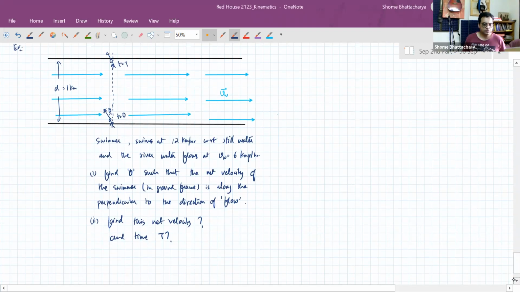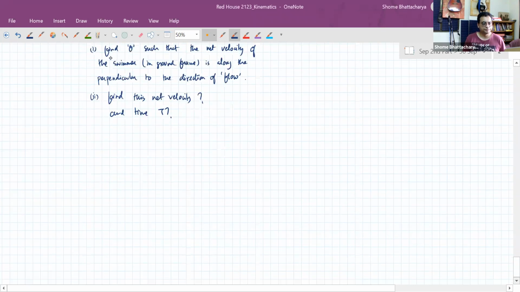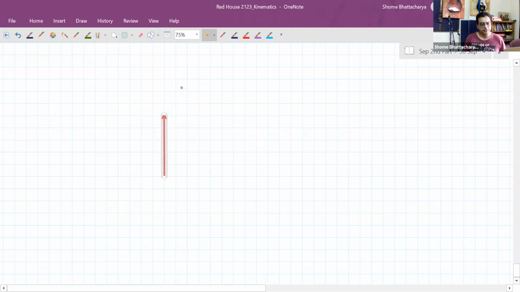So let's understand the vector diagram now. What we want in this situation is that the net velocity should be in the perpendicular direction. Whereas the flow velocity of the river is equal to 6 kilometers per hour in this direction. So the relative velocity with respect to the water will have to be oriented in such a direction that the vector sum of these two, we apply parallelogram law, this vector sum, which is the diagonal of the parallelogram, will have to be like this.